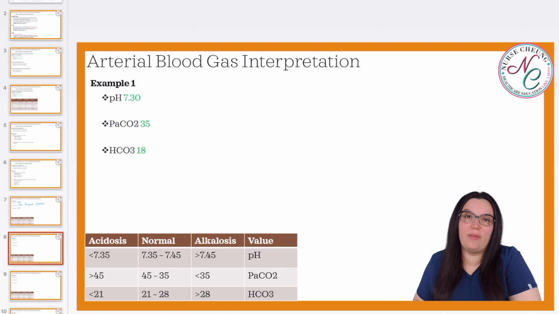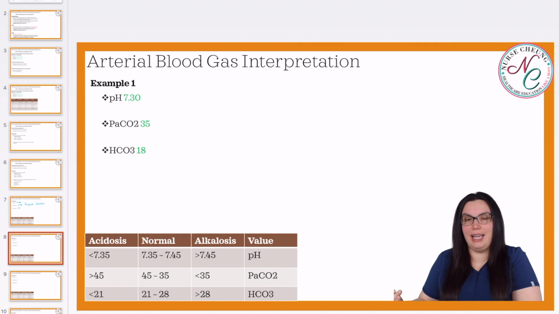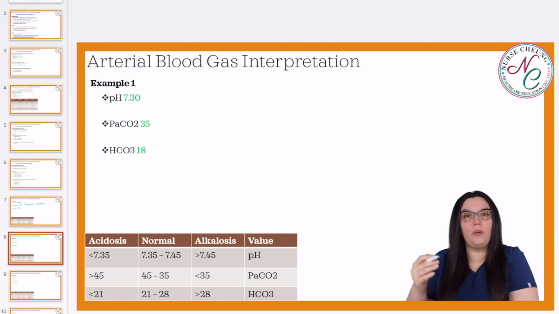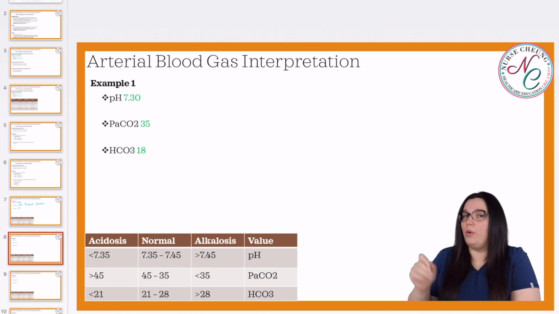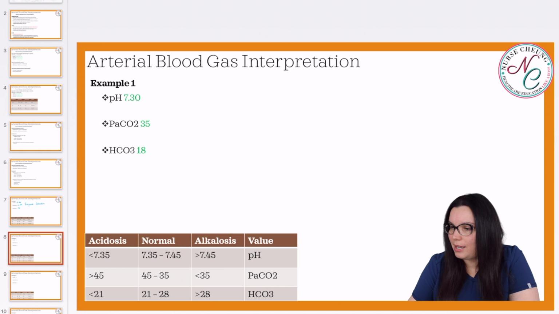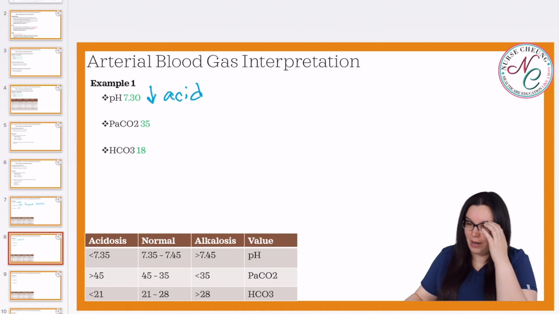So let's move on to example 2. In example 2, we have a pH of 7.30, a PaCO2 of 35, and an HCO3 of 18. Again, we begin by always looking at our pH. Is it high or is it low? Normal is 7.35 to 7.45, so we know that it is low. So we're going to be in an acidotic state per our pH. We've got more acid, our pH decreases, right?